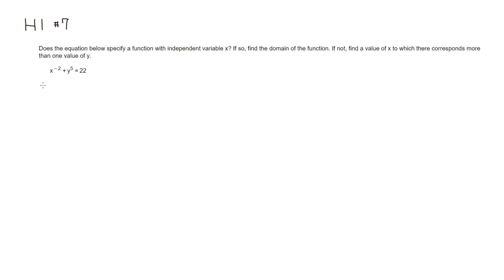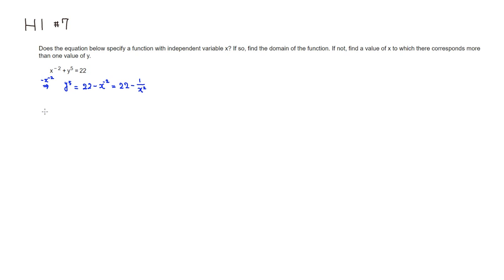First thing I would do is subtract x to the negative 2 power, so that we have y to the 5th is equal to 22 minus x to the negative 2 power. And I don't like negative powers, so I'm going to rewrite it this way. 22 is still 22 minus, and since you have a negative power, I can write it as a reciprocal.